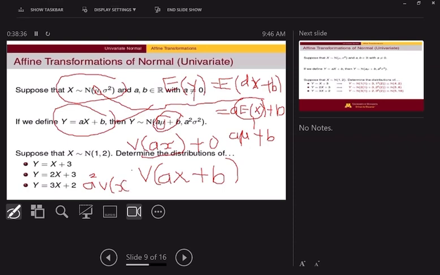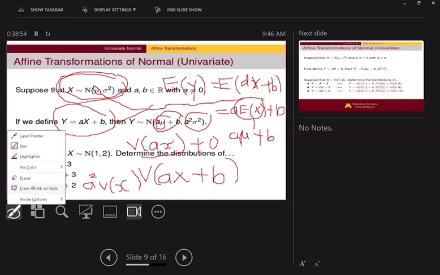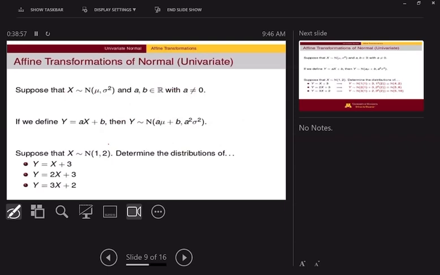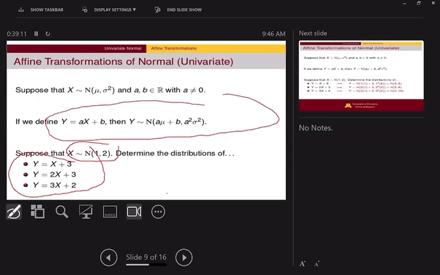What is the variance of X? According to this, the variance of X is sigma squared. And that was why I got A squared sigma squared. You can review your lower level statistics for that. Now you can go ahead and solve this. Take a look at that. When X follows a normal distribution with the mean 1 and that variance, you can figure out the mean and variance of Y using this particular formula.